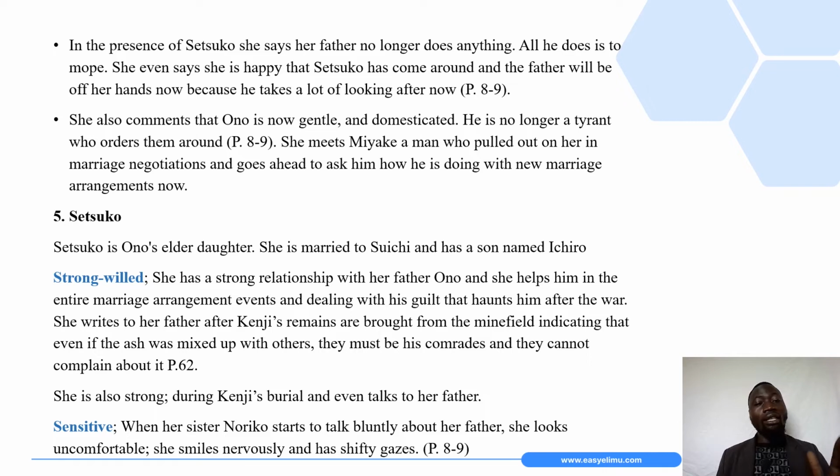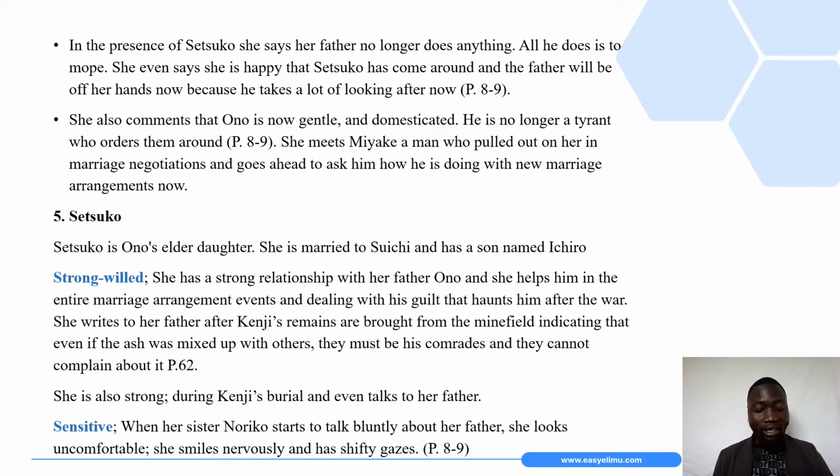So Noriko also comments that Ono is now gentle and domesticated as compared to before. So he's no longer a tyrant who orders them around. And she also meets Miyake, that is a man who pulled out on her in marriage negotiations the previous year, and goes ahead to ask him how he's doing with the new marriage arrangements.